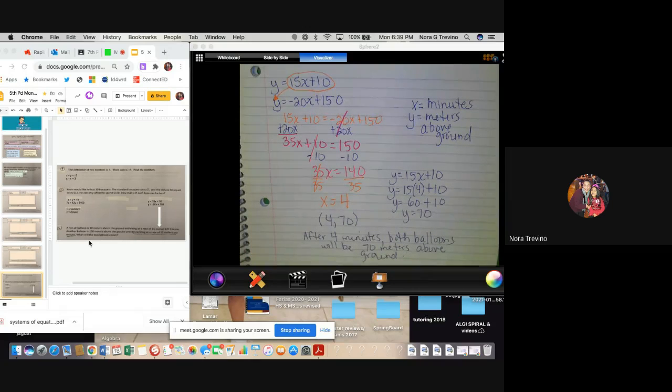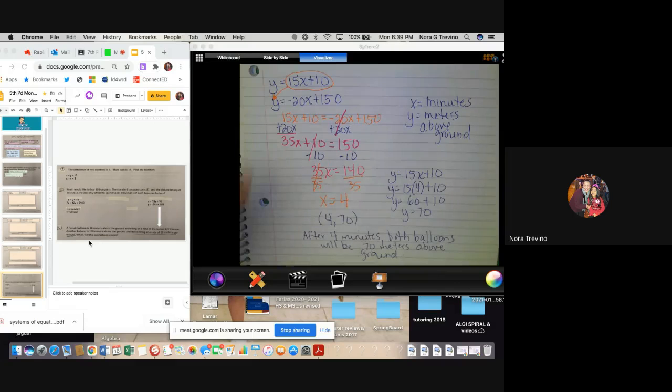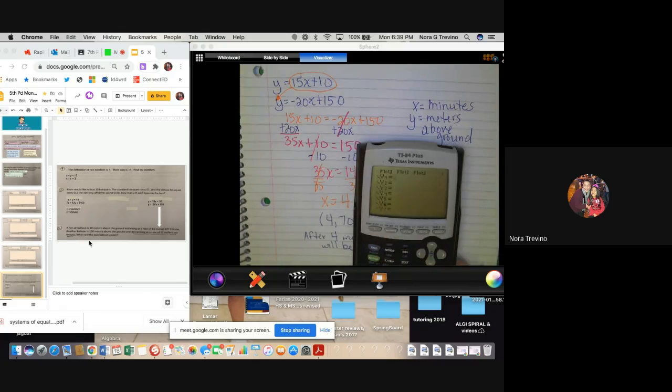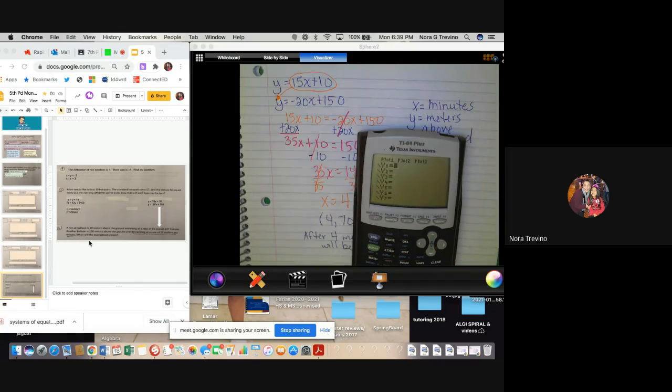So now let me show you that 4, 70 is the correct answer by using our shortcut for when the equations are in y equals mx plus b. That means we can just let the calculator graph them. So on the first y, I'm going to put 15x plus 10. And on the second one, I'm going to put negative 20x plus 150. And you press second trace, number 5, because that's the intersection. You let your lines come up. And once you see the wording on the bottom, then you're ready to press enter 3 times. 1, 2, 3. And there you have it, 4, 70.